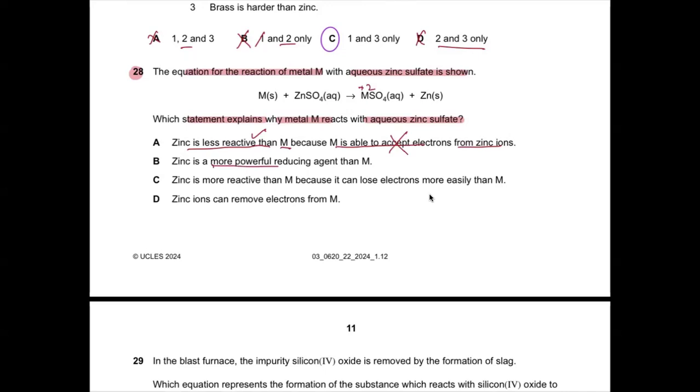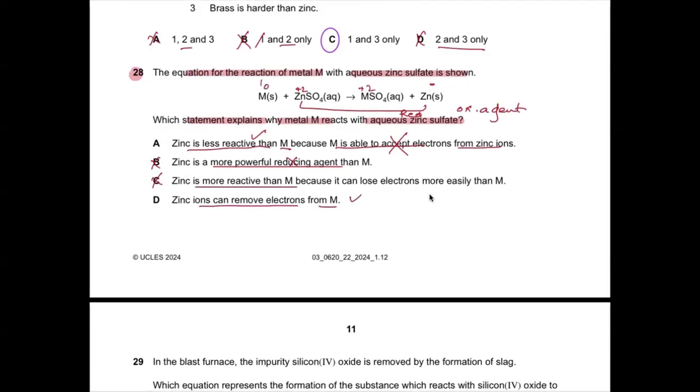So A is wrong. Zinc is a more powerful reducing agent than M. No, because zinc from +2 is turning into 0, it is being reduced. So it's an oxidizing agent, not a reducing agent. So B goes wrong. Zinc is more reactive than M. No, because metal M is displacing zinc. Zinc ions can remove electrons from M. Yes, because M is 0, it's turning into M2+. So M loses the electron and zinc is accepting it. So A goes wrong and D is the correct answer. Till here, is this clear to all of you?